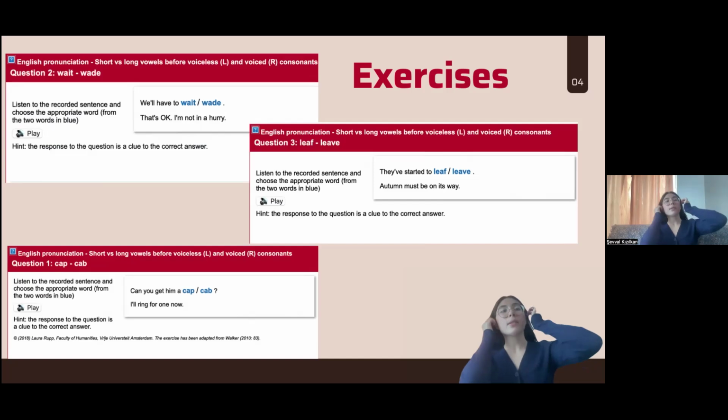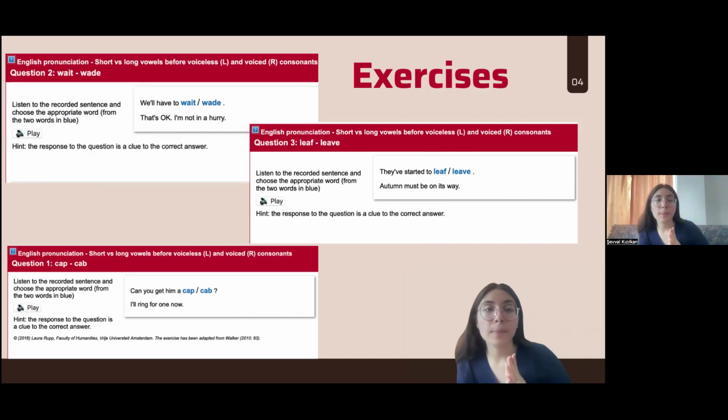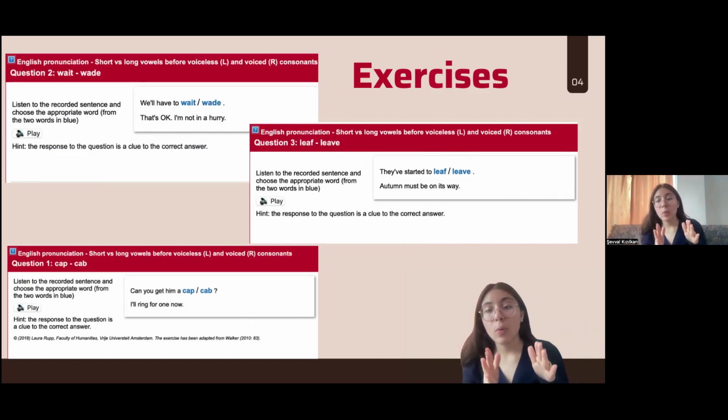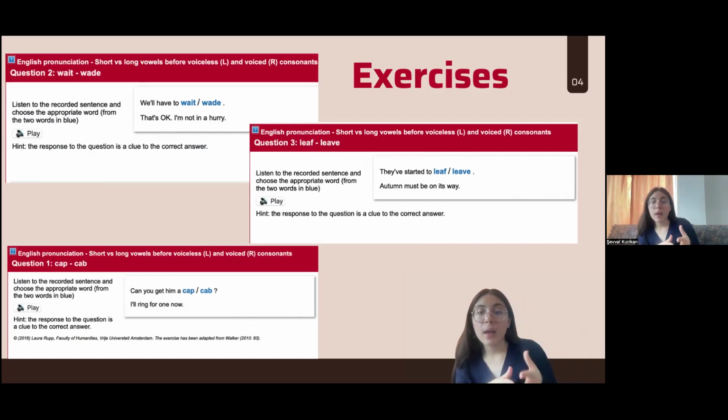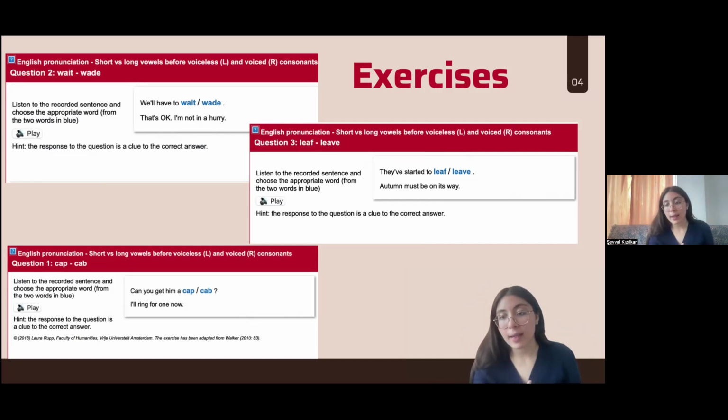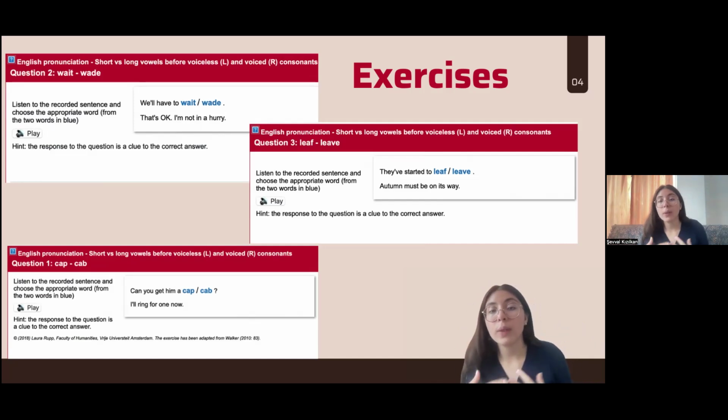Now we have another exercise. I prepared another exercise for you. First one, we're going to choose which word we should choose. We'll have to wait inside. Which one? Of course, we'll have to wait inside, right?